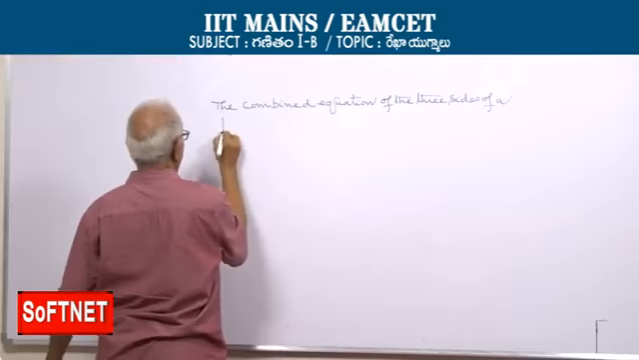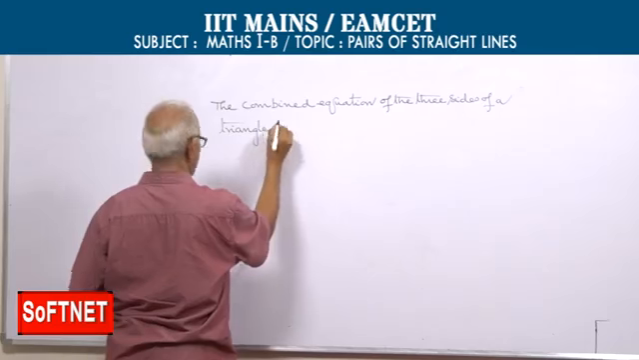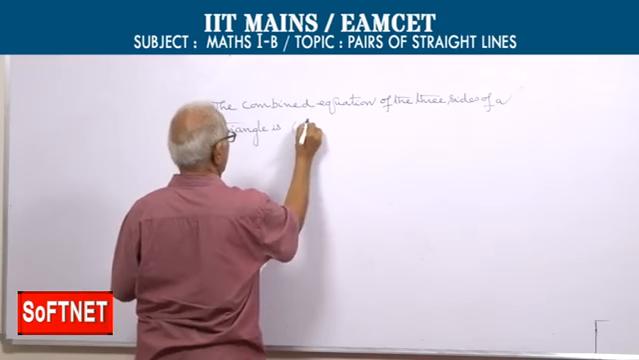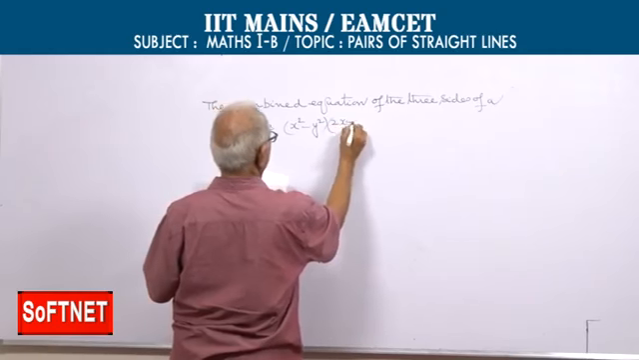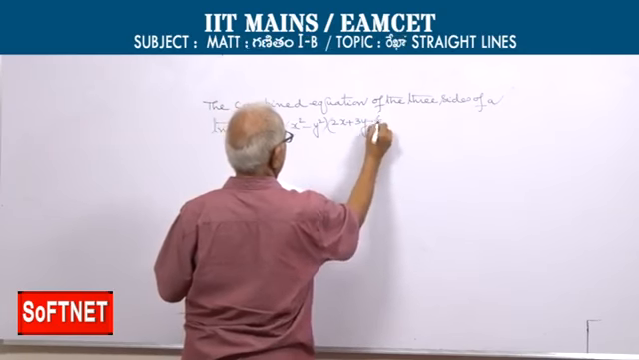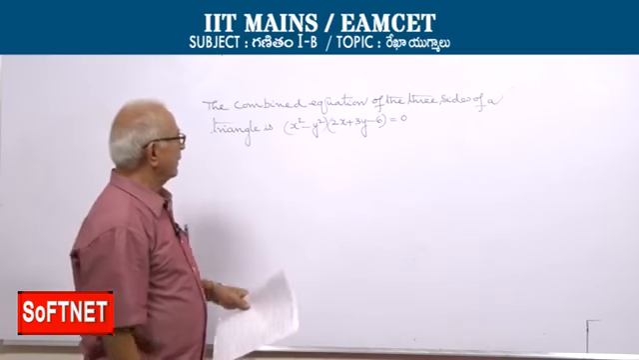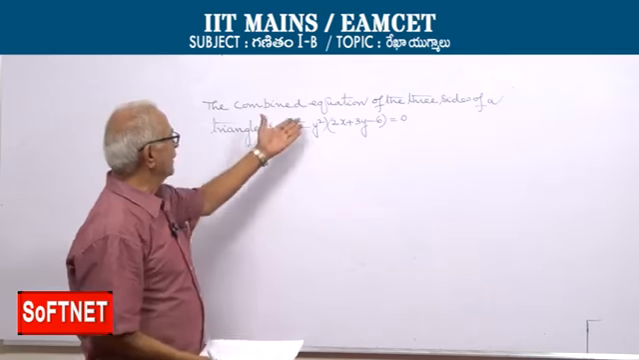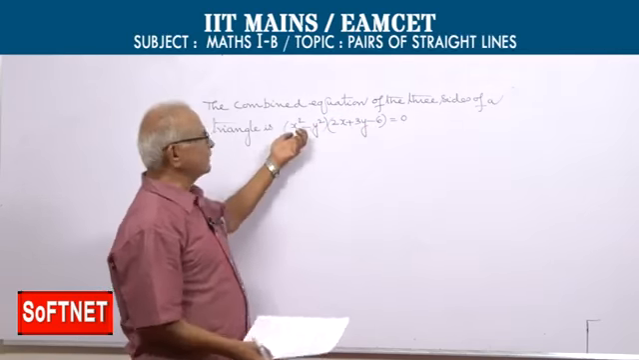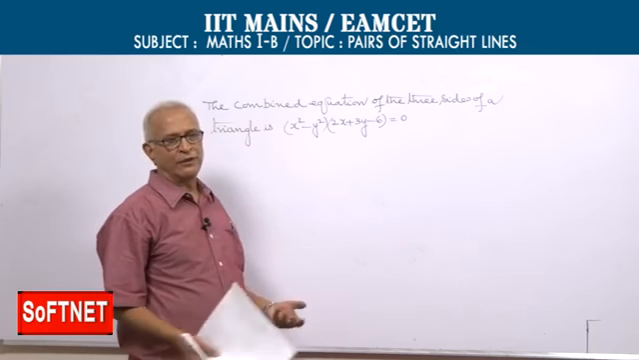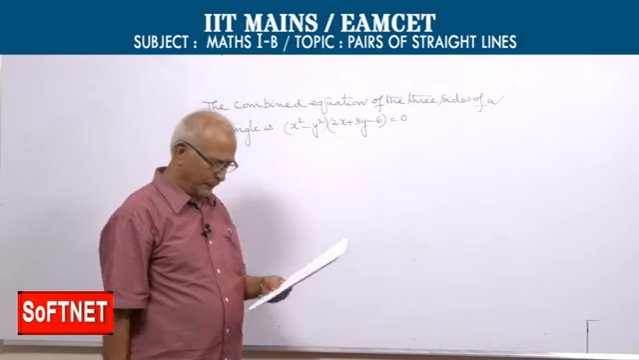Next, the combined equation of two sides of a triangle is given as a cubic equation: x square minus y square into 2x plus 3y minus 6 equal to 0, cubic in x and y. So one side of the triangle is 2x plus 3y minus 6 equal to 0. The other two sides are given by x square minus y square equal to 0. So, x plus y equal to 0 and x minus y equal to 0. That is how you can write all the three equations separately.